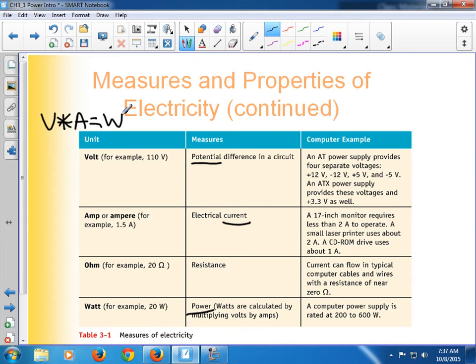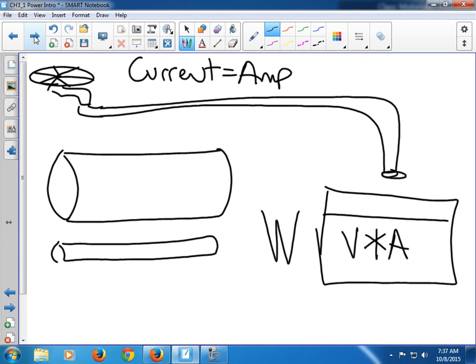In general, a specific device uses a specific amount of amperage. So we talked about an example of a CD-ROM.